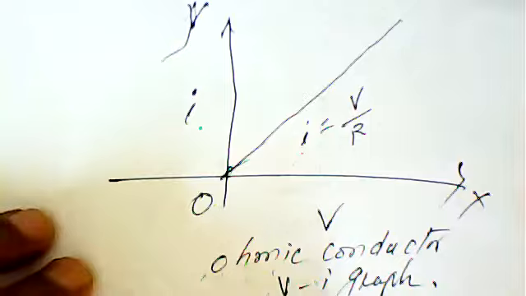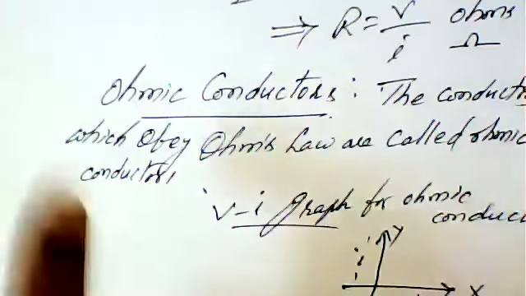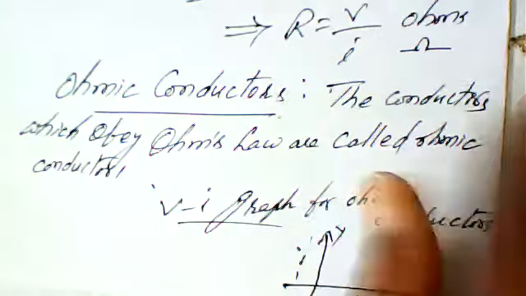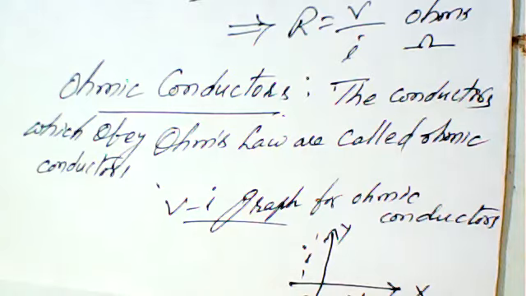All of you first write down this. I think I have already written once. Wave graph: the conductors which obey Ohm's law are called ohmic conductors. After that, you draw the diagram. The diagram I am putting after you write down this right soon. So we have completed. Please wait.